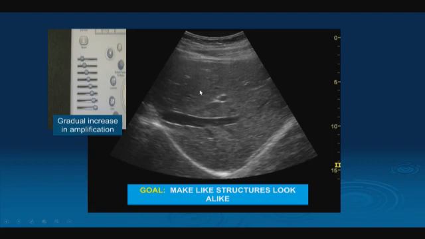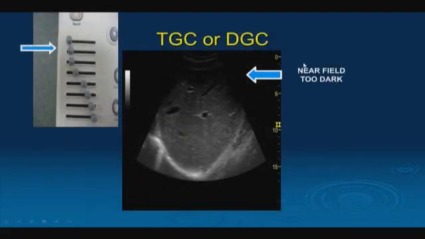But as we start getting into the midfield, notice that these levers are pushed out further. And then when we're all the way down here to the far field, they're all the way over to the right. So if I were to connect the dots, you'd have a little line that goes from left to right, increasing the gain. Now in this example, still liver, but now the near field is completely black.